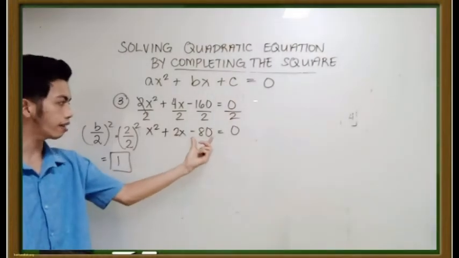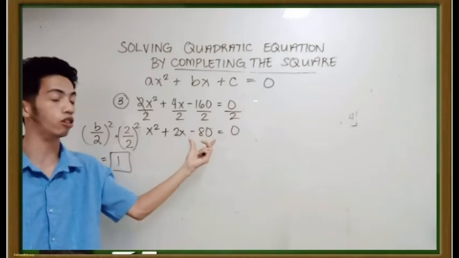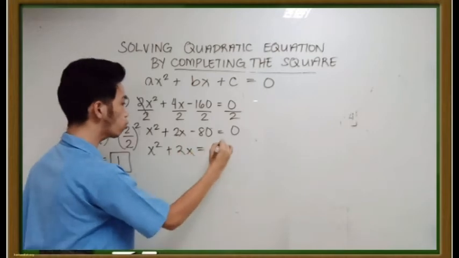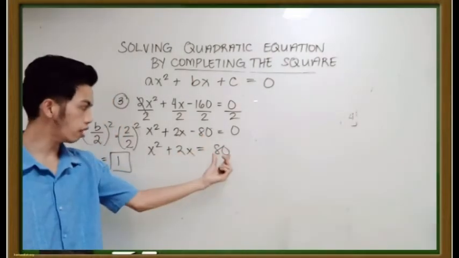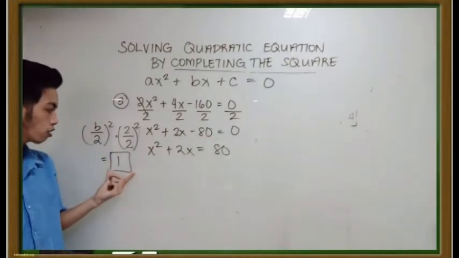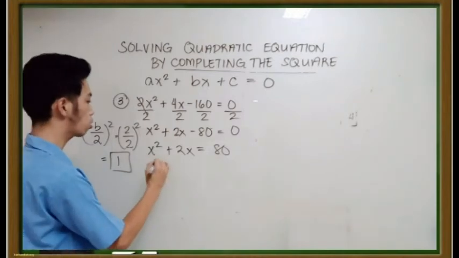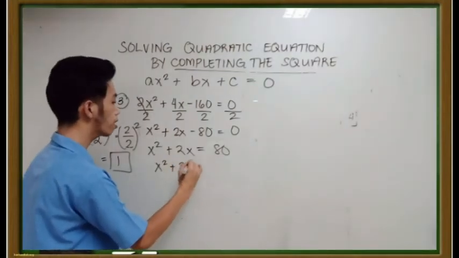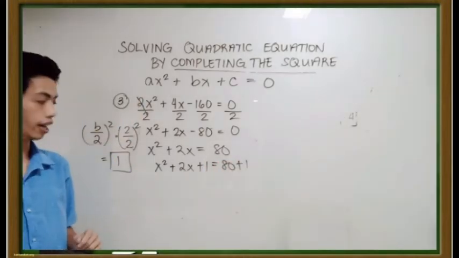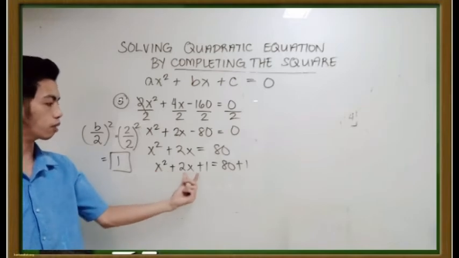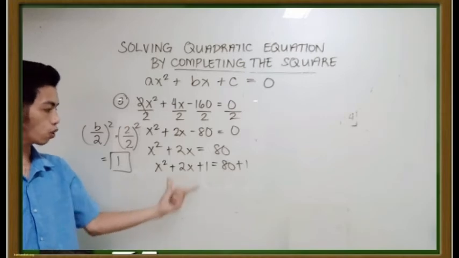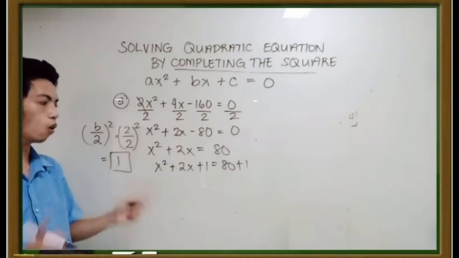So ihiwalay muna natin si negative 80 kasi hindi nga siya perfect square trinomial. So you have x squared plus 2x is equal to 80. Okay? Bakit 80? Kasi nalipat na siya. Negative 80 naging positive 80. So, ano i-add natin sa both sides? 1. So, you have x squared plus 2x plus 1 is equal to 80 plus 1. Okay? So, you have x squared plus 2x plus 1 para makuha natin yung kanyang perfect square o yung pinaka-quantity.